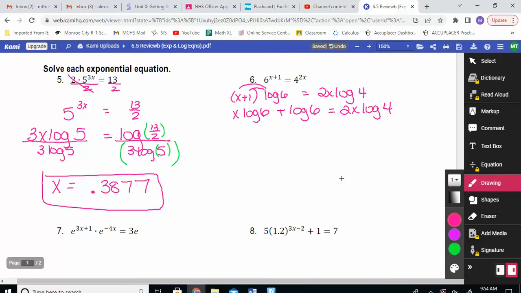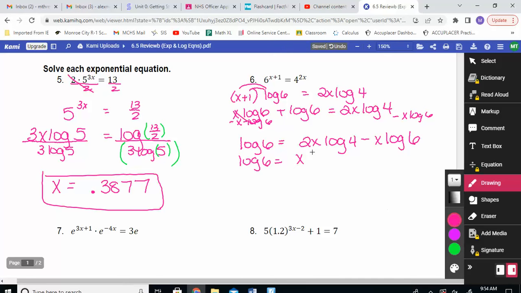Now what do we need to do? Divide the log 6 over. Or no, you could just subtract that. Let's subtract over this one, so we have the x's on the same side. You could bring them to the other. You just have to get everything with the x on one side. How does that help me? Take out an x. And then to get x by itself? Divide the whole thing.